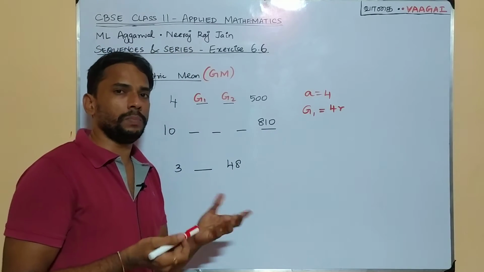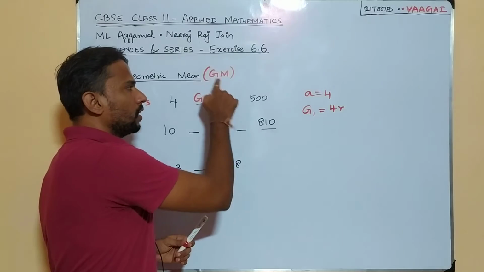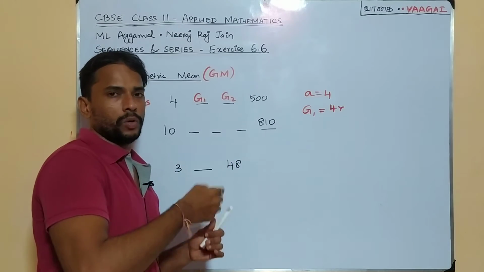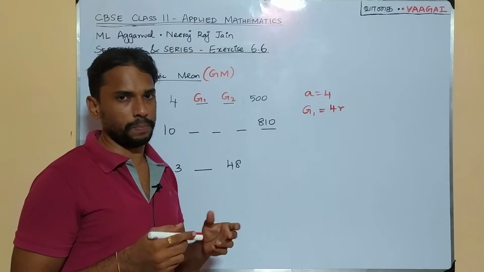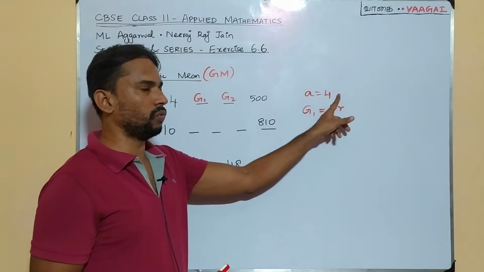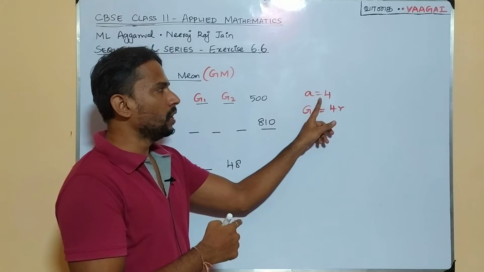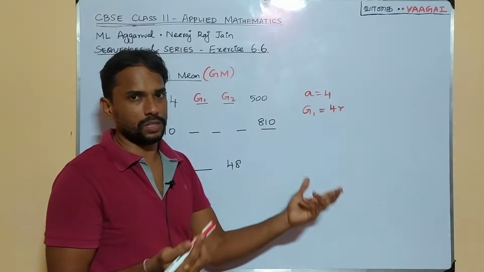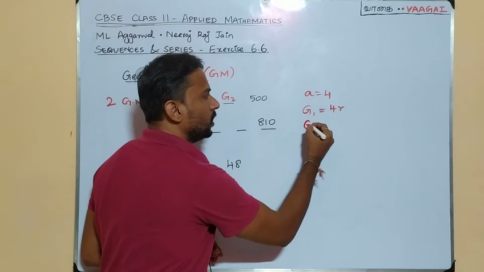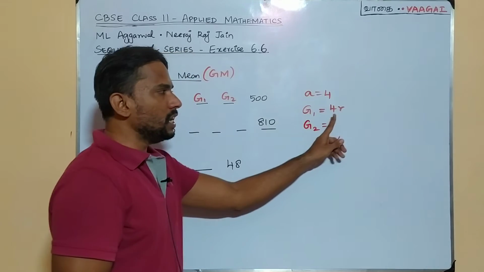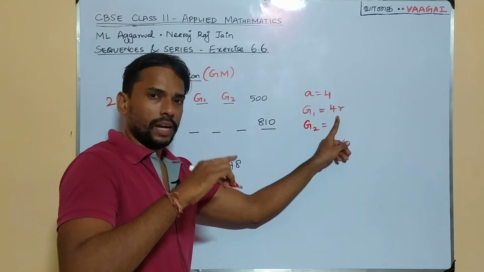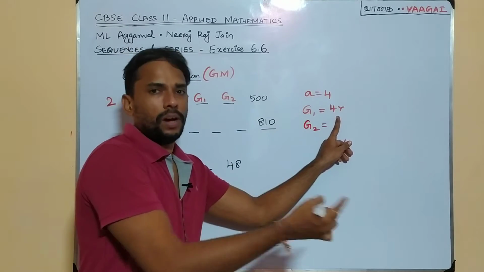Because by definition of a GP, you multiply R to each term to get the next term. This is what a GP is, correct? So my first term is 4, and my second term, G1, is going to be the A value 4 into R. That's it. And next is G2. G2 will be G1, which is 4R, once again multiplied by R.